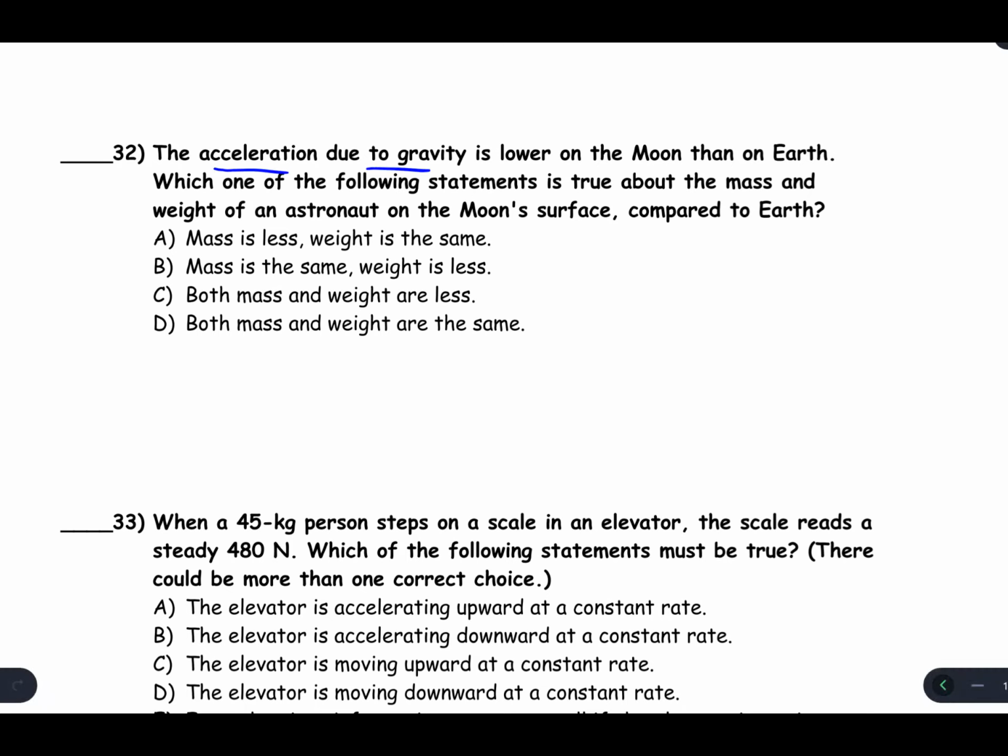The acceleration due to gravity is lower on the moon. You know that the acceleration of gravity on the moon is 1/6 the acceleration of gravity on Earth. Which one of the following statements is true about the mass and weight of an instrument on the moon's surface compared to Earth? You know that mass is constant.